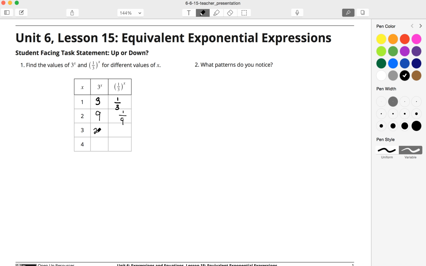For this one, I'm going to get 27, 1/27. For this one, I'm going to get 81 and 1/81.